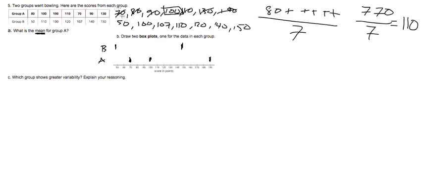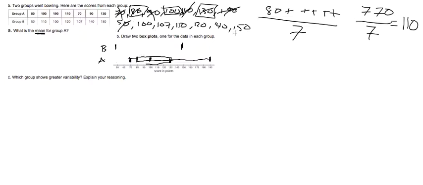Then we need to find the Q1 and Q3, which are the middle values of the lower half and the upper half. So Q1 is going to be 80. Then when we look at Q3, it is going to be 130. Lastly, we just have to create a box around Q1, Q3, and Q2, and a line going from Q3 to the maximum and a line going from Q1 to the minimum.